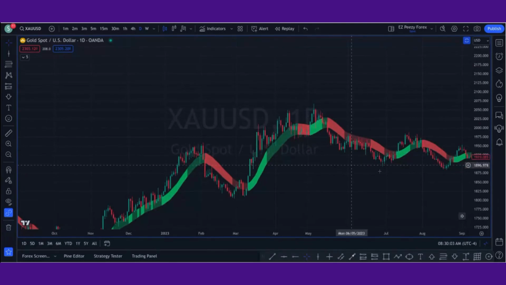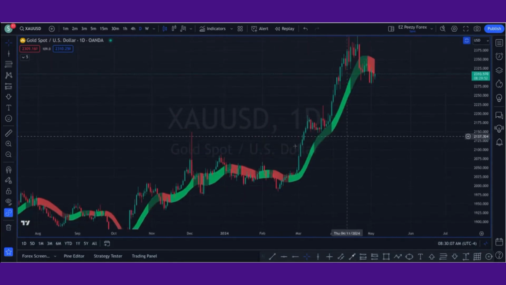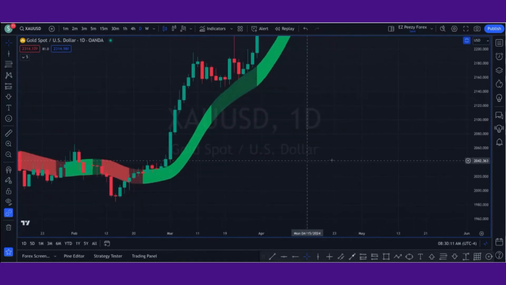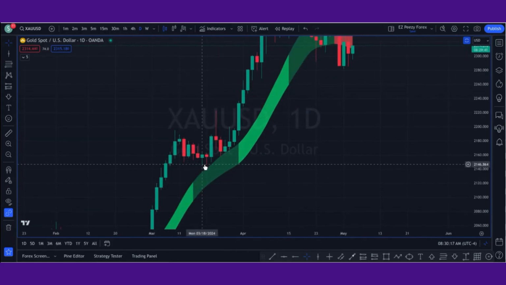So it follows it a lot closer. Does that make sense? Let's go a little. So baseline cross, as you can see, and then once you get into the trend, here's the pullback.